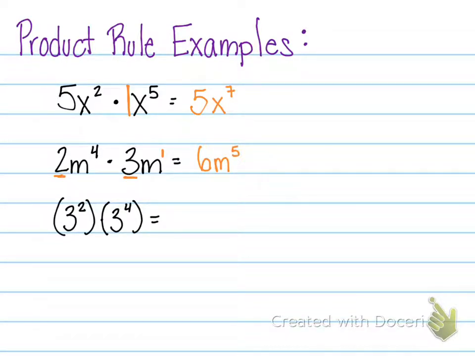Taking a look at the last example. Now I can use the product rule even with coefficients, with values. So if I have 3 squared, and I'm multiplying that by 3 to the 4th, I'm keeping my base the same, adding the exponents, so it's going to be 3 to the 6th power, which is equal to 729.